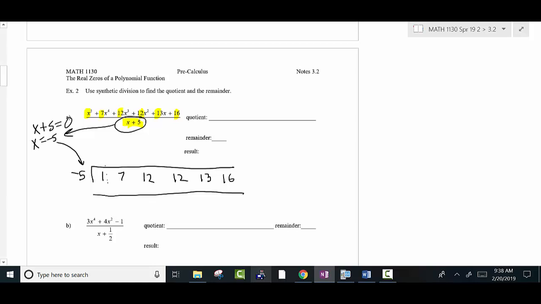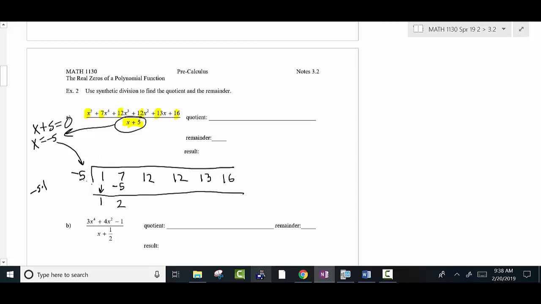So here's how you start. You always start by bringing down the first number, whatever it is. Okay, then we're going to do the same thing over and over again in our head. Now you do negative 5 times 1. Negative 5 times 1 is negative 5, so put the result there. Okay, then you add the column. So 7 added to negative 5 is 2. Then you repeat the same process over and over and over again.